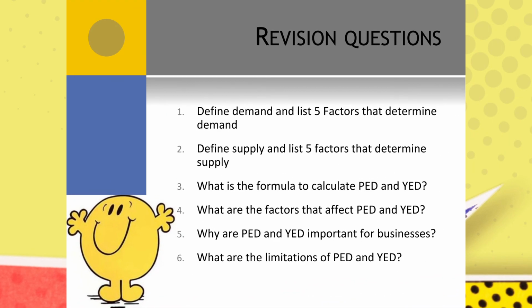And lastly, just some final revision questions. Number 1, define demand and list 5 factors that determine demand. So this is going back a couple of topics. Number 2, define supply and list 5 factors that determine supply. Number 3, what is the formula to calculate PED and YED? Number 4, what are the factors that affect PED and YED? Number 5, why are PED and YED important for businesses? And lastly, what are the limitations of PED and YED?